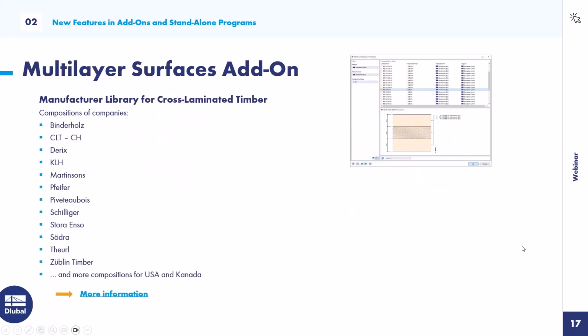Then the Multi-Layer Surfaces add-on. There is a library of manufacturers for CLT panels, for example, Binderholz, Derix, and so on. And there are also more compositions for the USA and Canada.